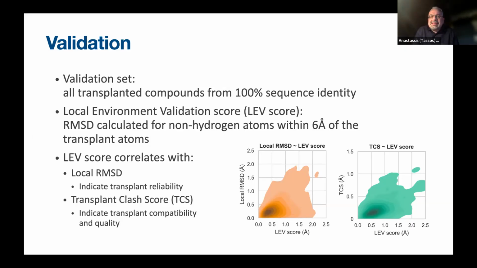So the question we ask is: does this LEV score correlate with metrics that we can compute without knowing the correct answer? For that, we chose the local RMSD, the root mean square deviation of the superposition in a sphere around the ligand, and also a new score that we defined, the transplant class score, which tells us if there are clashes of the ligand within the local environment following the transplantation. When we check these scores against the LEV score, they show a good correlation. So we decided that the local RMSD and the TCS are good validation scores for the success of this transplantation exercise.